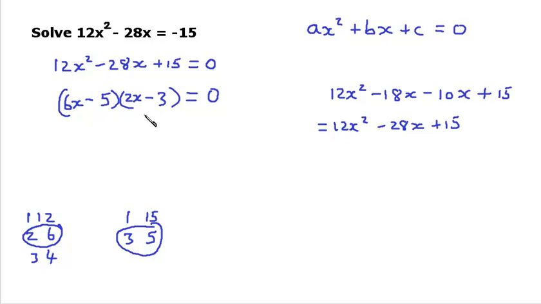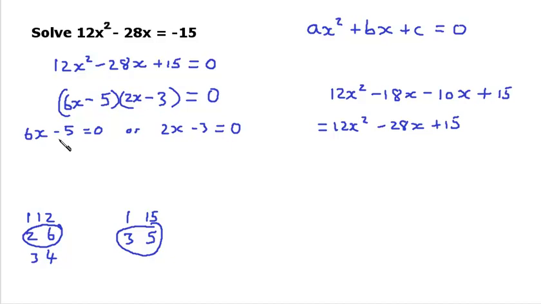So now we've factorised this, we have our two linear expressions. So we have 6x minus 5 equals 0. The other one is 2x minus 3 equals 0. So you can see these are slightly more complicated than the previous examples, but exactly the same principle. We now need to solve these linear equations to find the values of x.